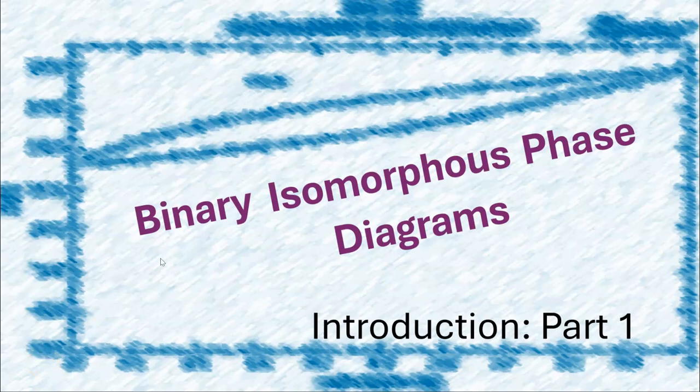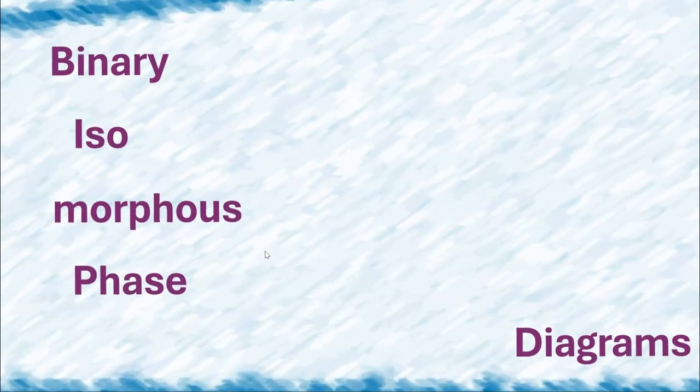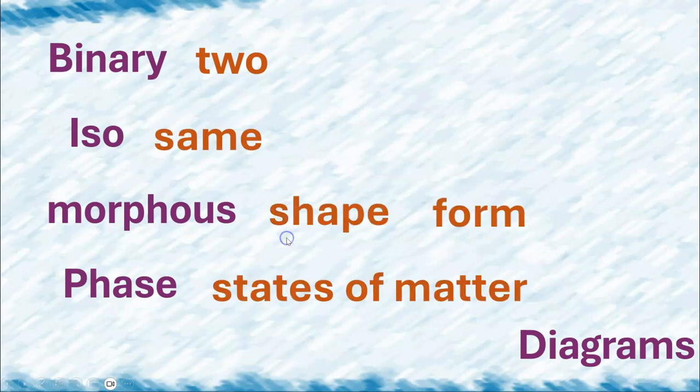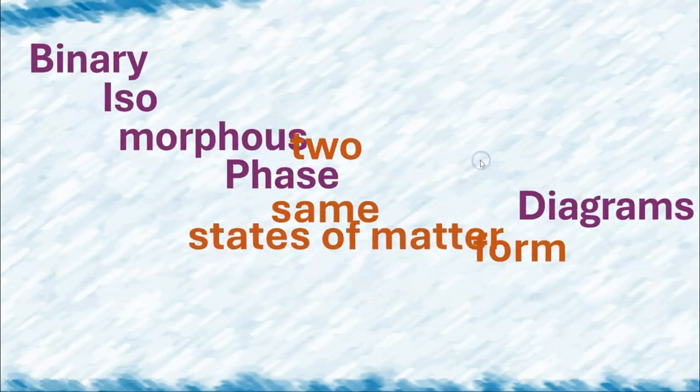Welcome to this introduction to binary isomorphous phase diagrams. So, part one of a two-part video. Binary means two, iso means same, morphous is shape or form, and phase we're talking about states of matter, solid, liquid or gas, and we're having some diagrams to show these states.